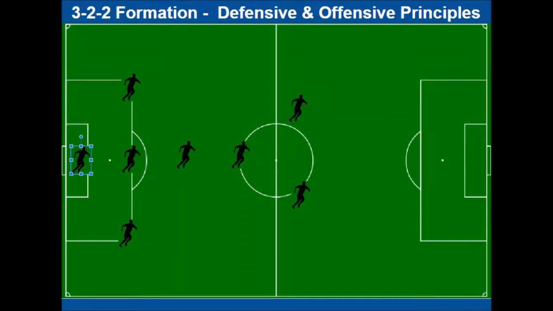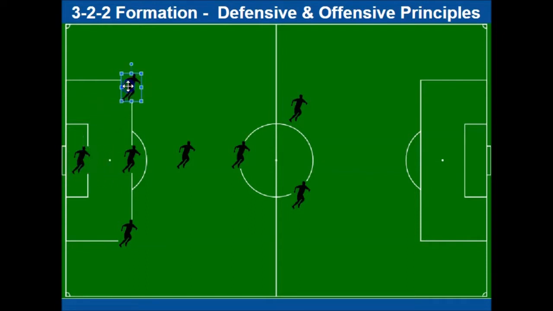Hi everyone, this is a talk about the 3-2-2 formation. We're going to look at the formation, the different positions, roles and responsibilities, as well as reinforce defensive and offensive principles. So looking at the formation, obviously we have the goalkeeper.